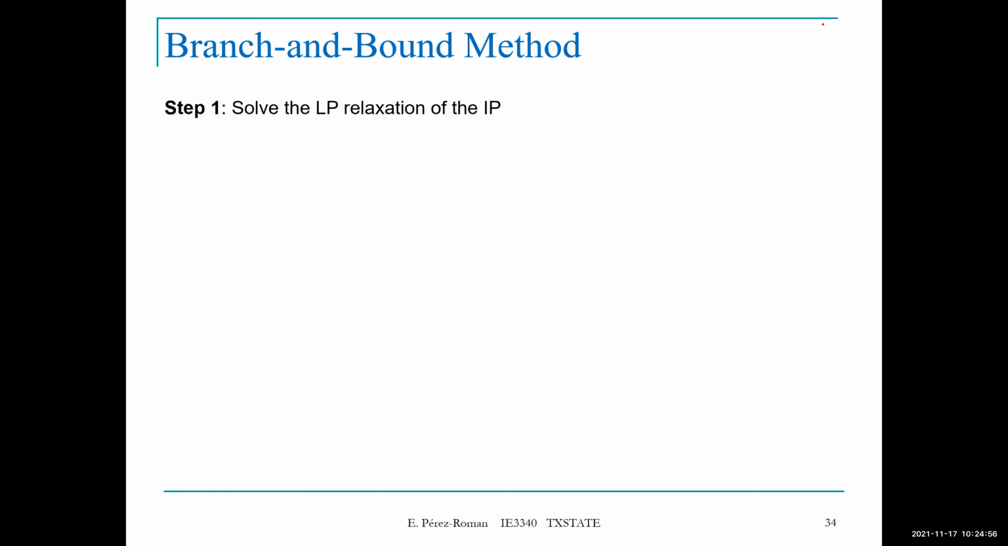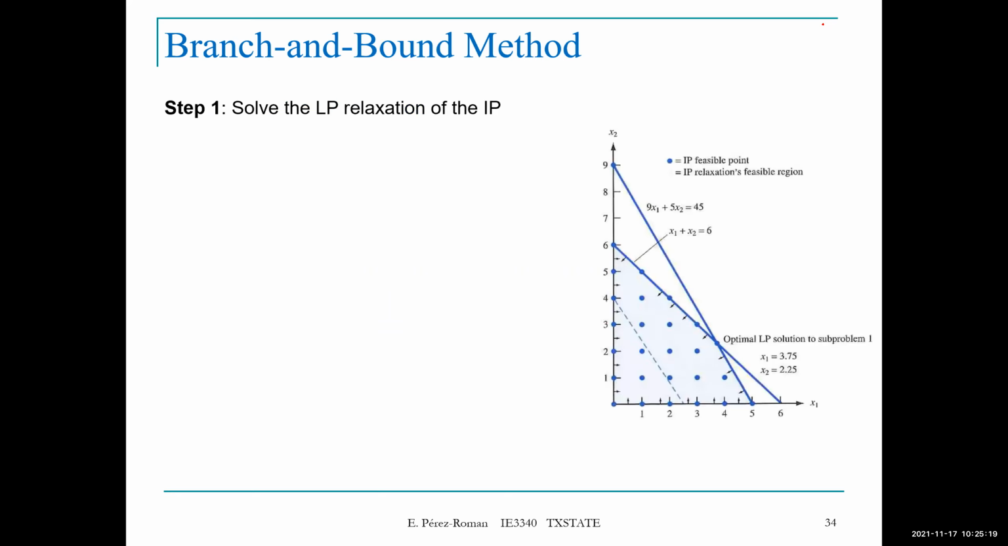So in the branch and bound method, step number one is to solve the LP relaxation of the integer programming problem. So we're going to solve the problem assuming that the integer constraints are not there. We're going to relax that constraint and find an initial solution for the problem, solving it as a linear programming model. So for this problem, this is the feasible region, that blue area right here.